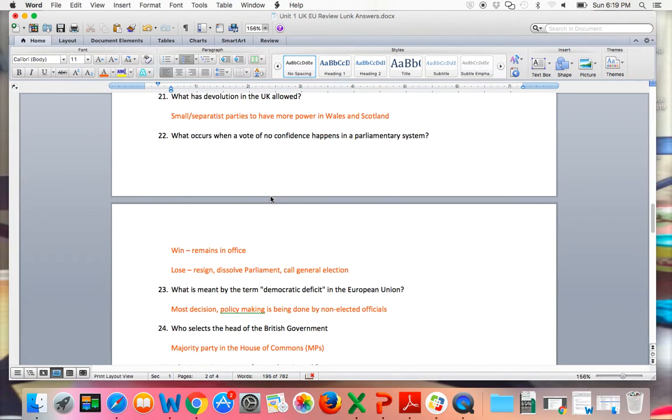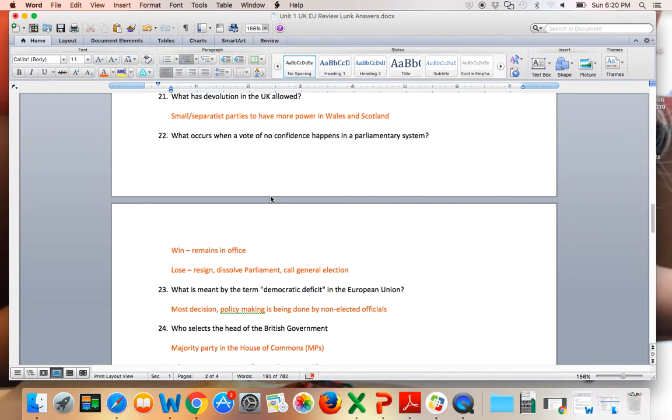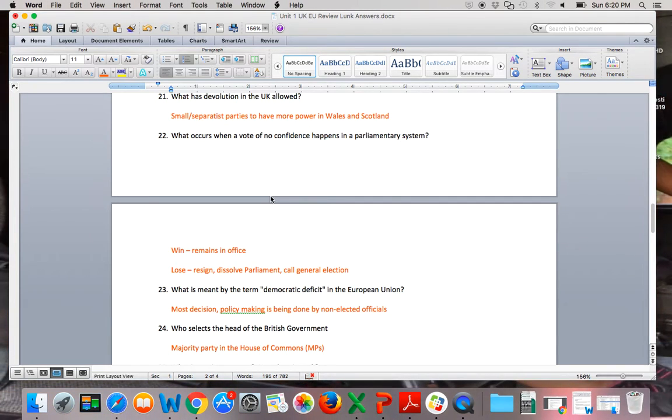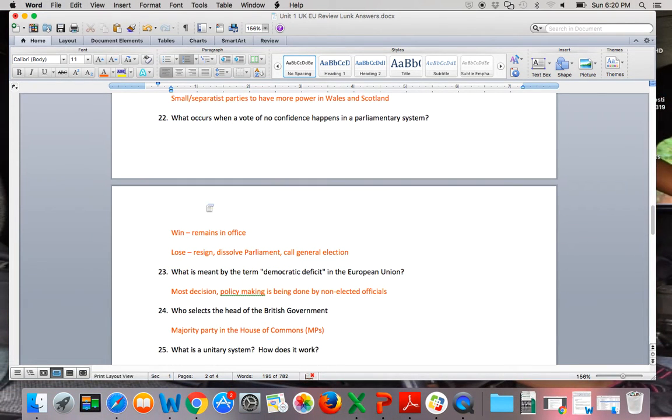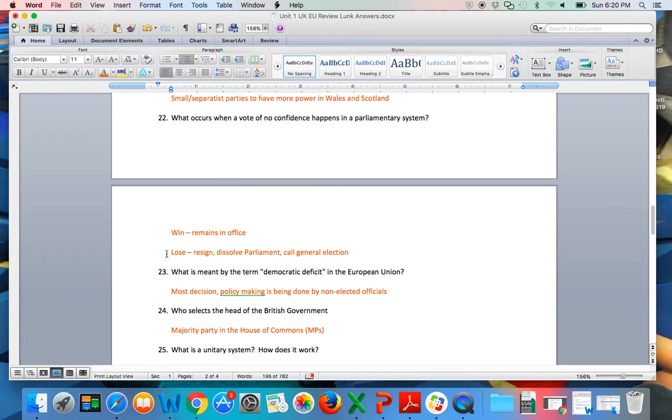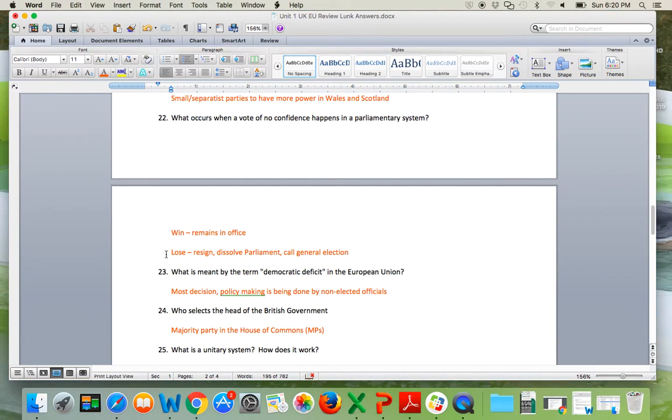If there's a vote of no confidence, a bill is put up that could be close, could pass, could not pass. If the bill does pass, which is a win, the majority party remains in office. If the bill does not pass, the prime minister must resign. Parliament is dissolved, and they must call for a new general election.